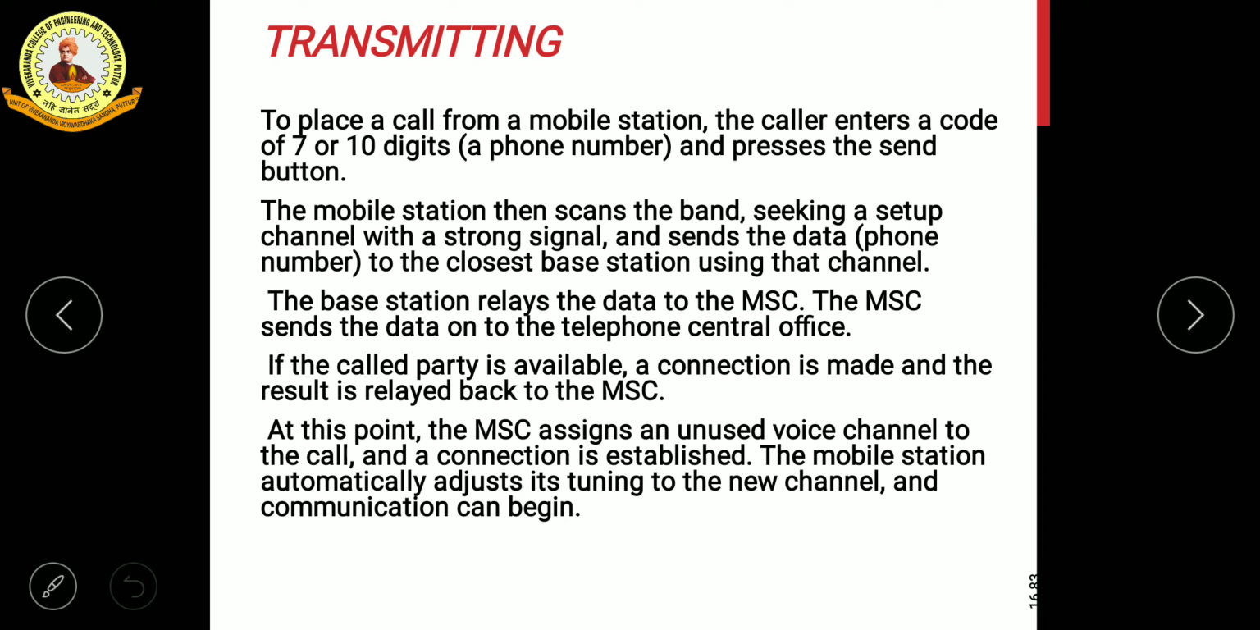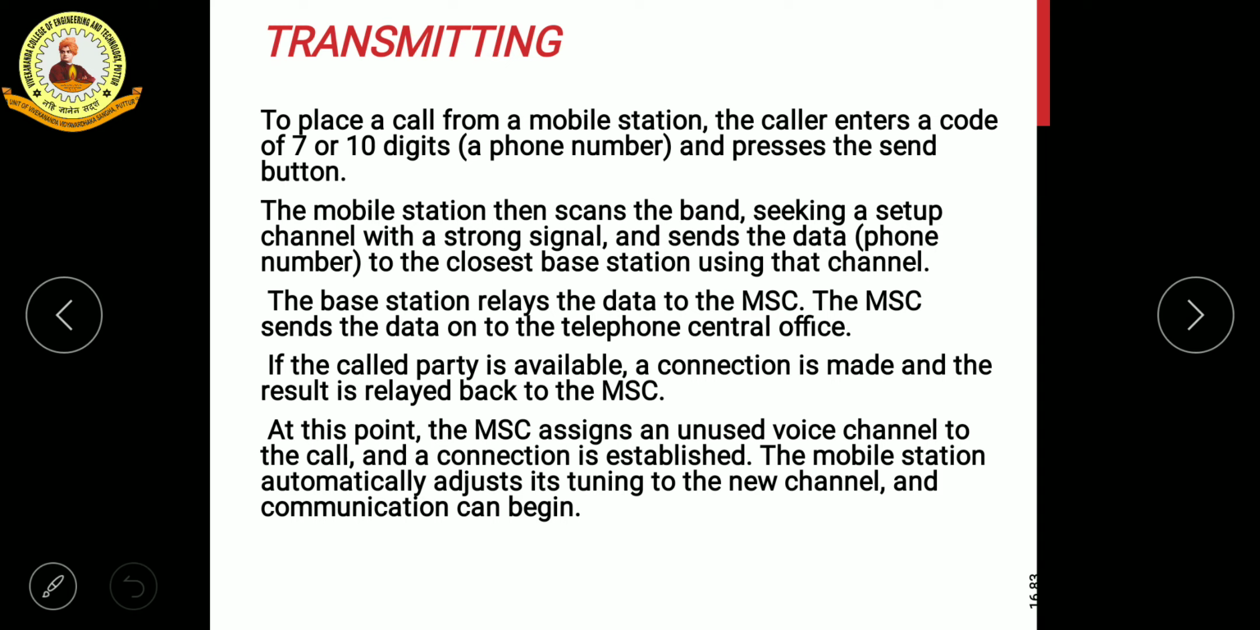Then the base station relays the data to the MSC. The MSC sends the data to the telephone central office. If the party is available, a connection is made and the result is relayed back to the MSC. At this point, the MSC assigns an unused voice channel to the call. So who assigns the unused voice channel? It is the MSC. This is how the connection is established.